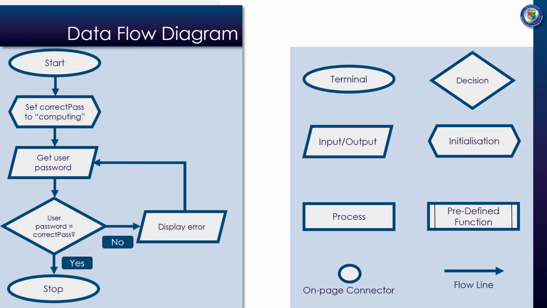We can now look at these symbols next to our data flow diagram. We can identify where each of these symbols are used within our data flow diagram. There is a small selection of these symbols which haven't been used. Our process, our on-page connector, and our predefined function. Notice the flow of the data is identified using our arrows.